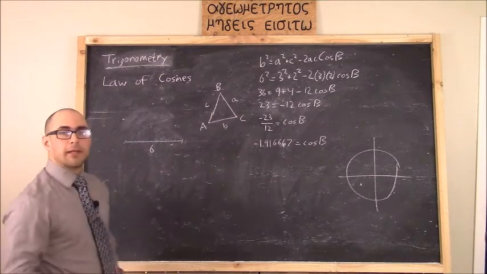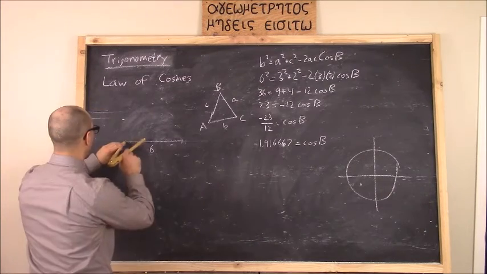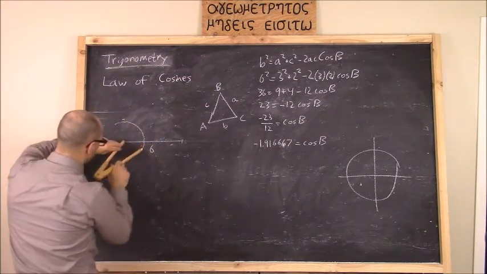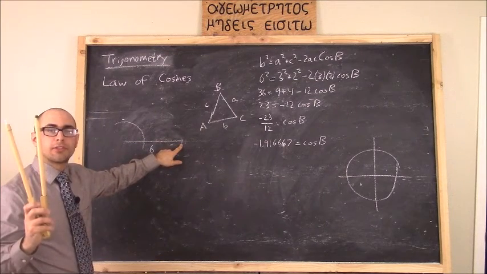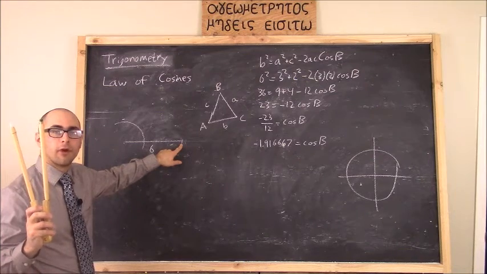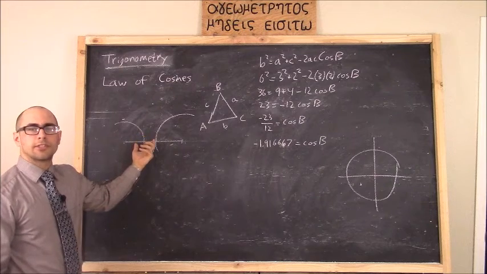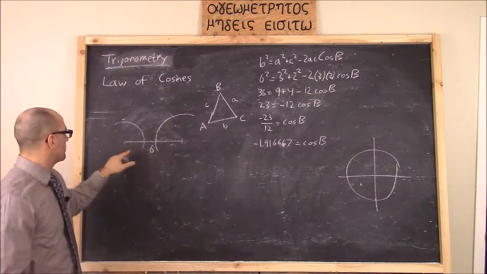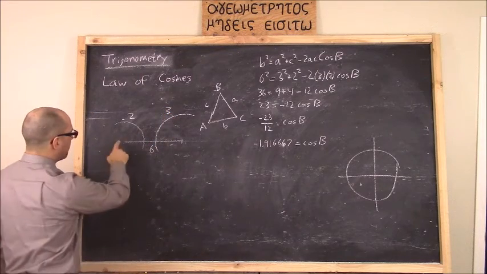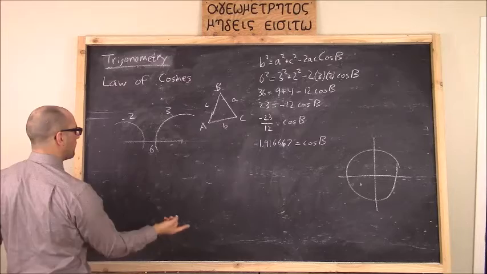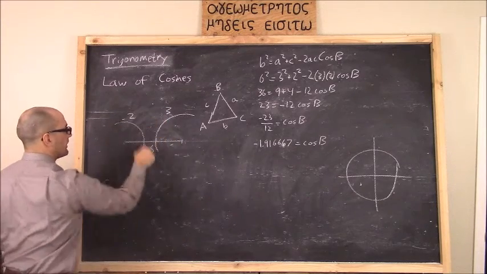Why is that? If I set my compass to 2 units and draw an arc, and likewise set my compass to 3 units and draw an arc from this point, where do the two arcs intersect? Well, they don't, because 2 plus 3 is equal to 5. And 5 is shorter than 6. Therefore, there's no way we can make a triangle out of side lengths 2, 3, and 6.